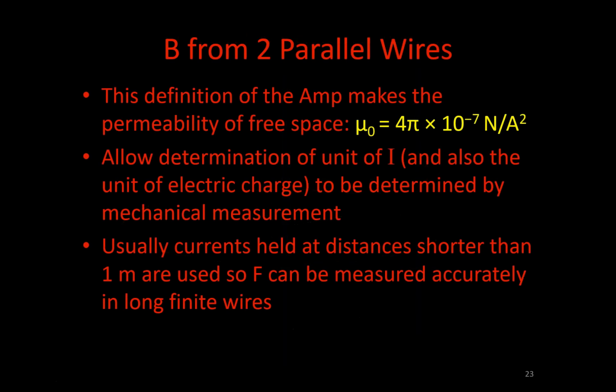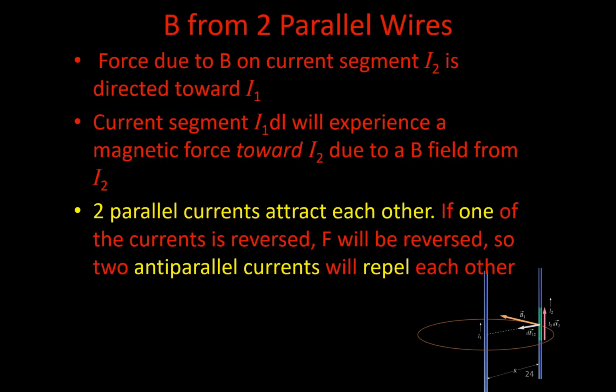So usually those currents can be fairly close together, and you can look at the force in these wires. And two parallel currents, as I said, if you reverse the current, the force will be reversed. Two anti-parallel currents will repel one another. Two parallel currents, both going the same direction, will have an attractive force.